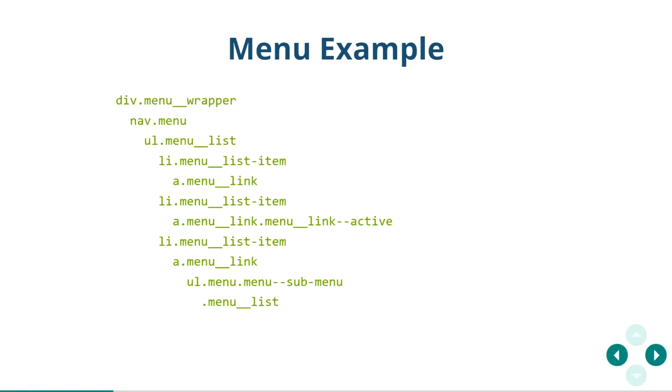So this is just a menu. You can see nav.menu, that's the component. And then we have menu list item, menu link active, and so on and so forth.